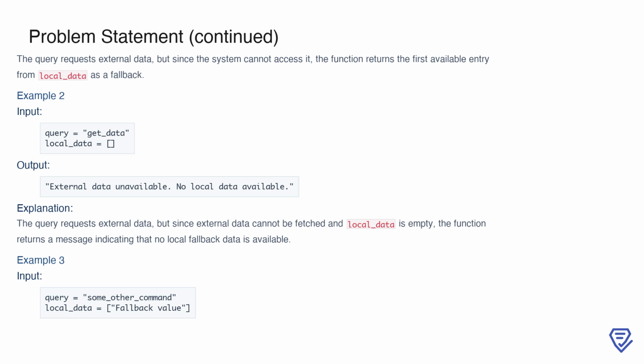For example, when the query is get_data and local_data is empty, the function should return a clear message stating that external data is unavailable and no local fallback data exists. This ensures the user understands both the limitation and the lack of alternatives. Similarly, for other queries, if there's at least one fallback value in local_data, the function will use it. This behavior emphasizes the importance of ensuring the system remains functional and communicative, even under constraints.